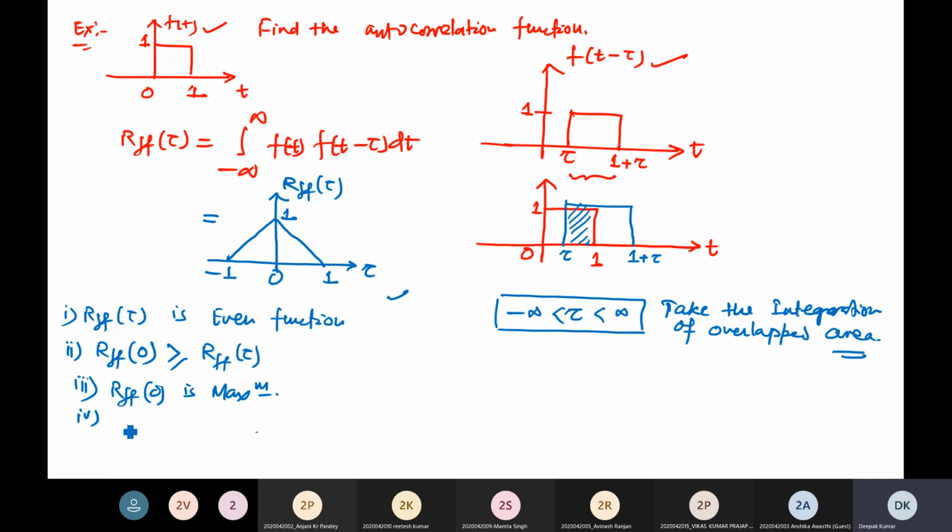One other property you can also define: Rf of infinity will be approximately equal to 0. This will tend to 0. It means that if we put tau as infinity, that will be the minimum value, approximately 0. So these are some properties of the autocorrelation function, and all these properties are similar for cross correlation also.